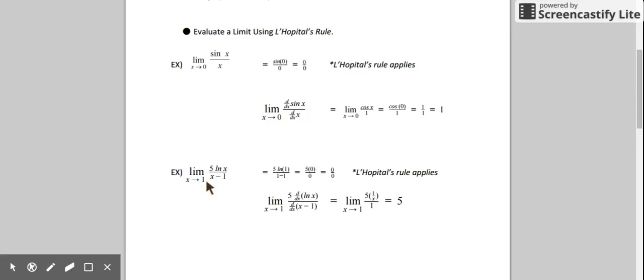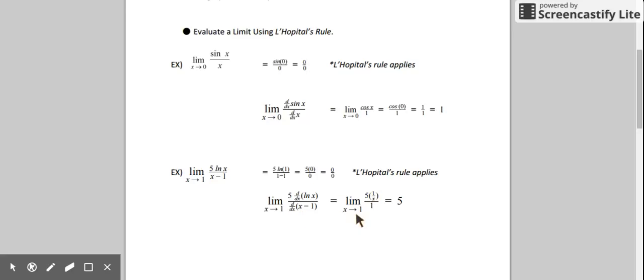This time, evaluating this quotient by plugging 1 in first gives me that indeterminate form. The natural log of 1 is 0, and 5 times 0 is 0. And plugging 1 into the bottom gives me 1 minus 1, which is 0. So I get this indeterminate form, 0 over 0. Let's try and use L'Hopital's rule to evaluate. So I'm going to take the derivative of the numerator. The derivative of the natural log of x is 1 over x times 5 is 5 over x, although we can just leave it in this form. The derivative of the denominator is just 1.